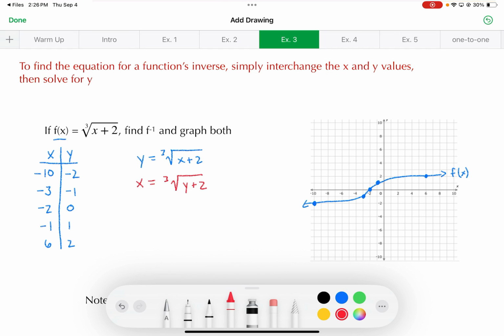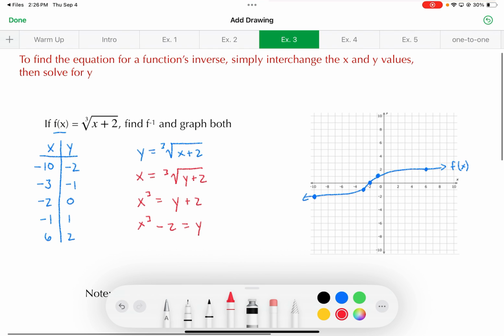And I've got to solve that back for y. So I'm going to cube both sides and then subtract 2. Okay, so there is my inverse. I'm going to use inverse notation here. Here we go.